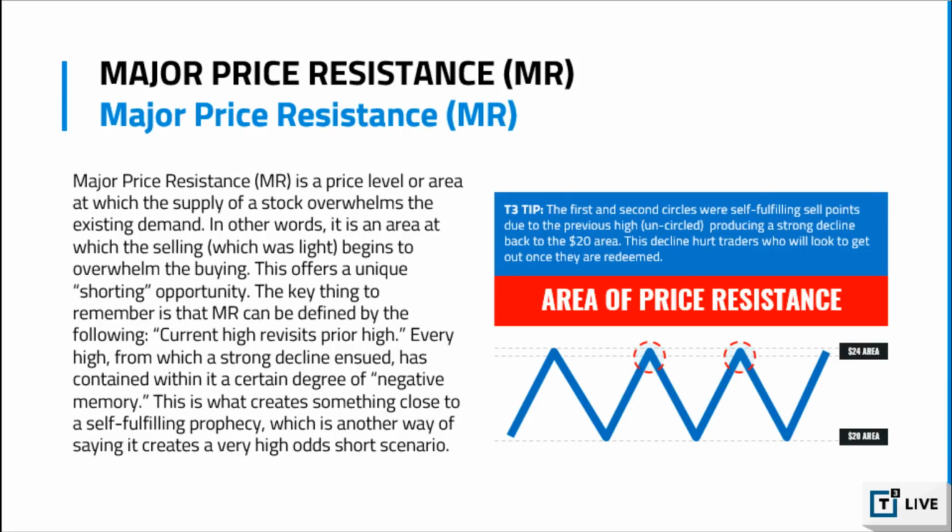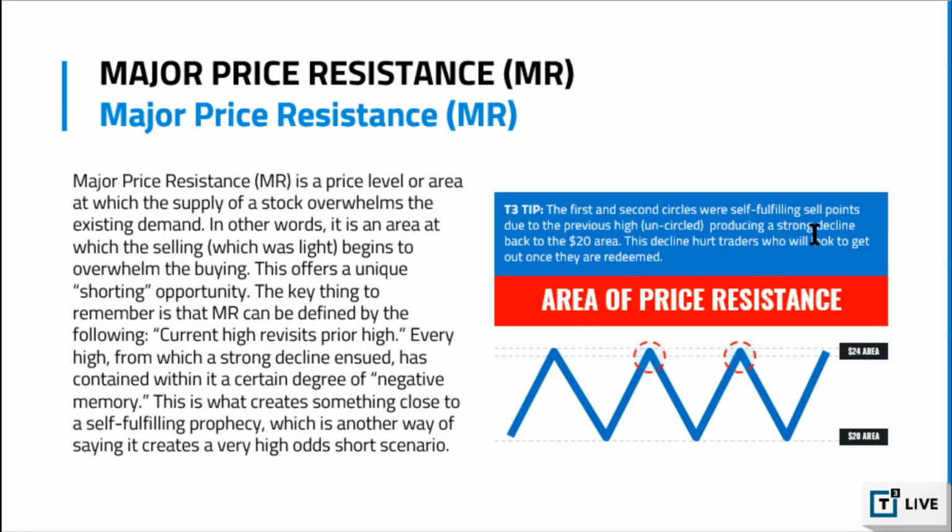Major resistance is a price level or area at which supply for a stock overwhelms the existing demand. In other words, it's an area at which the selling, which was light, begins to overwhelm the buying. This offers a unique shorting opportunity. The key thing to remember is that major resistance can be defined by the following: current high revisits a prior high. Every high from which a strong decline ensued has contained within it a certain degree of negative memory. This is what creates something close to a self-fulfilling prophecy, which is another way of saying it creates a very high odds short scenario. Does that make sense?